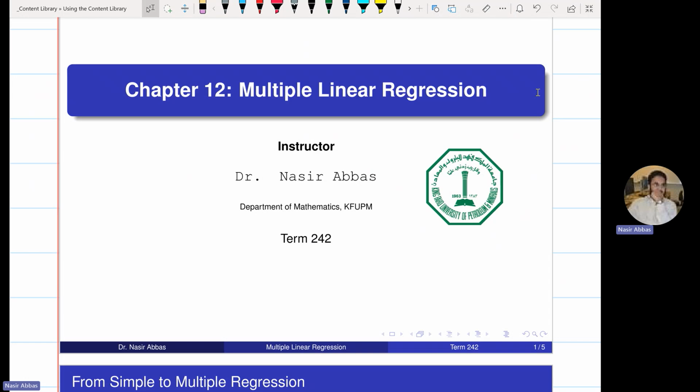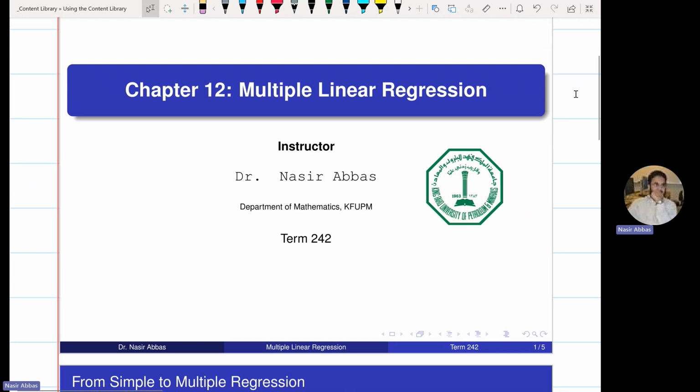The thing is, for chapter 12, you need to recall two things. Number one, you need to recall chapter 11 of this course. And number two, you need to recall the multiple linear regression that you took in ISE 291. Now, if you recall the two of them, you will be able to understand chapter 12 in more depth.